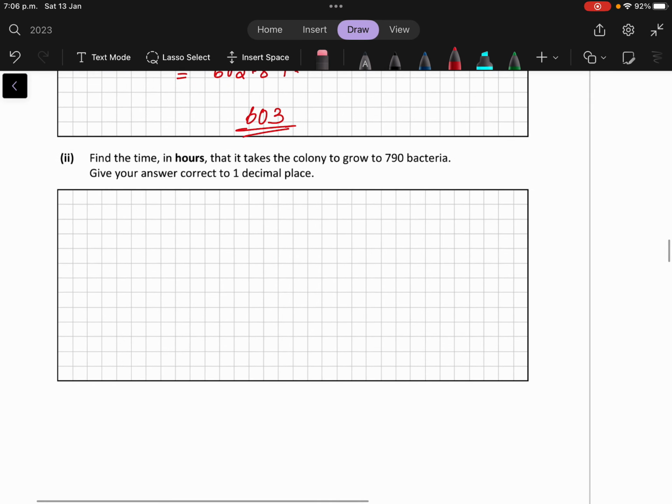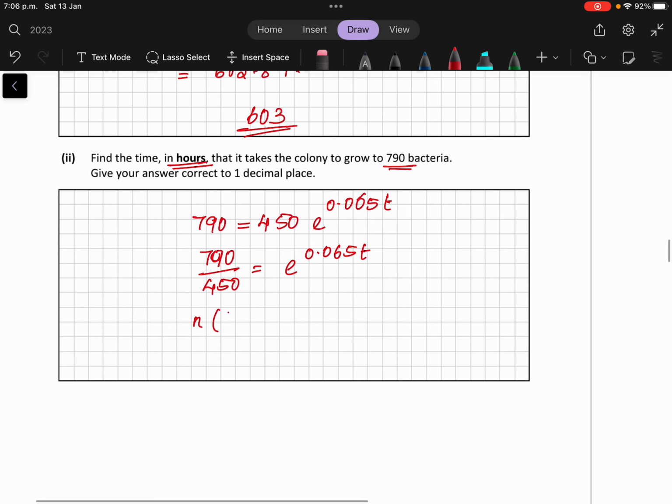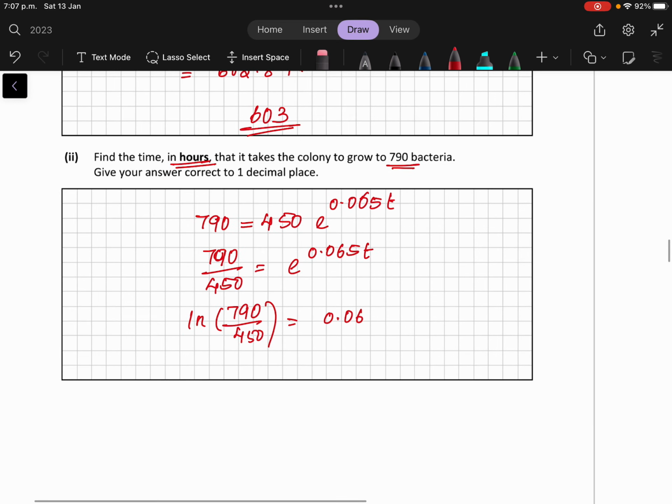Okay. Find the time in hours that it takes the colony to grow up to 790 bacteria. So it is like 790 is equal to 450 times e to the power of 0.065t. Whenever you have exponents, you need to use the log, so remember that. First you bring this to this side: 790 divided by 450 is e to the power of 0.065t, and then you take ln of 790 over 450, that is equal to 0.065t.